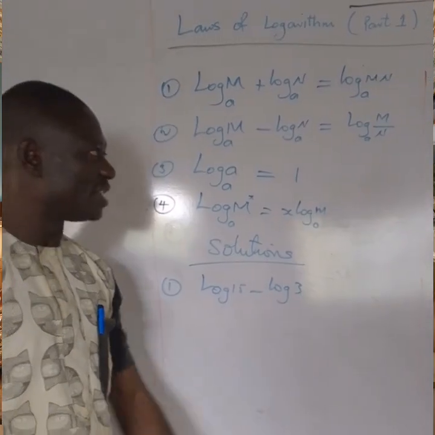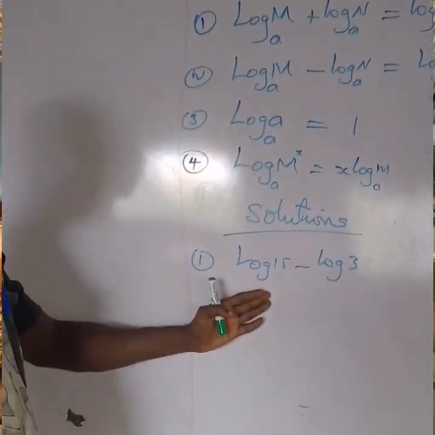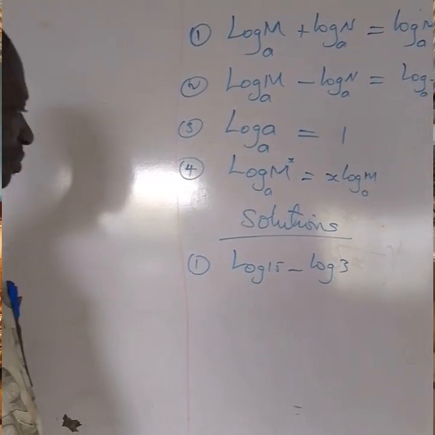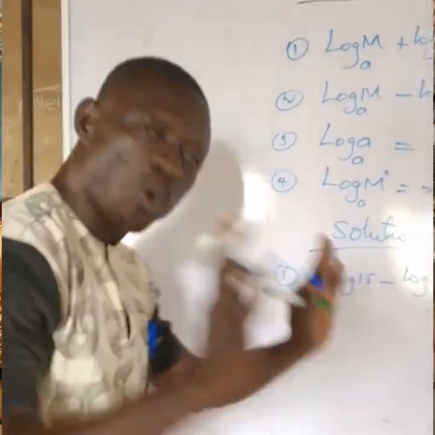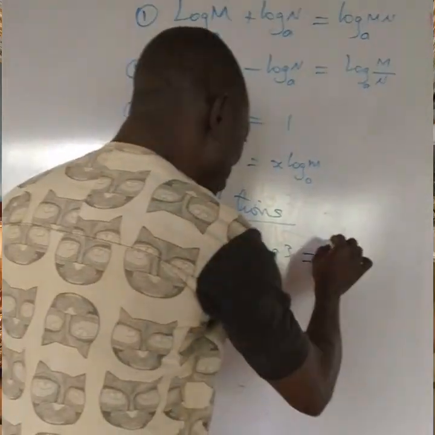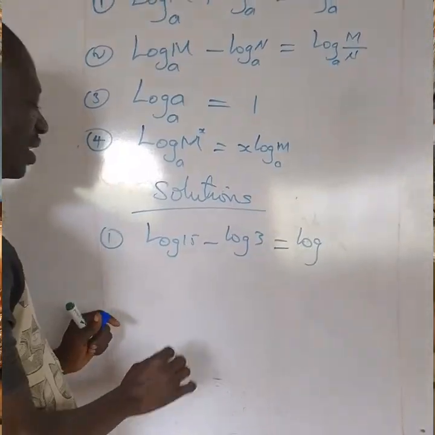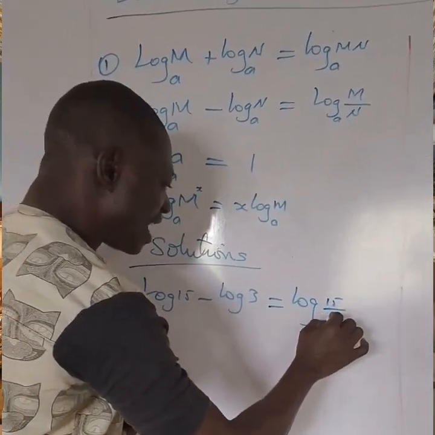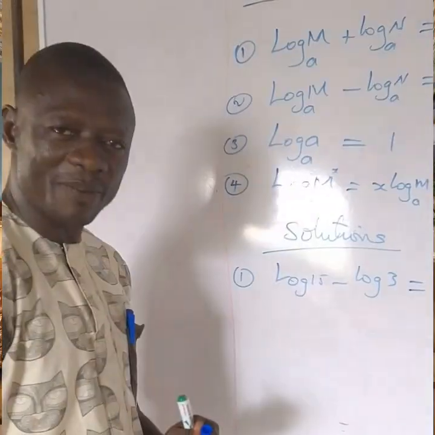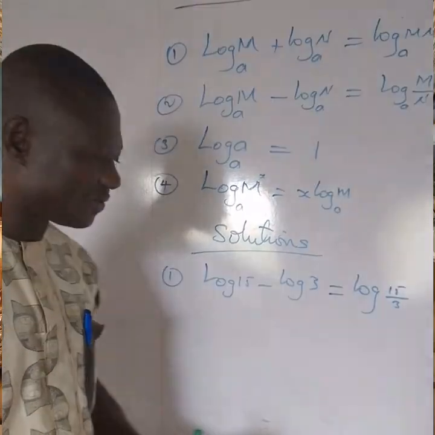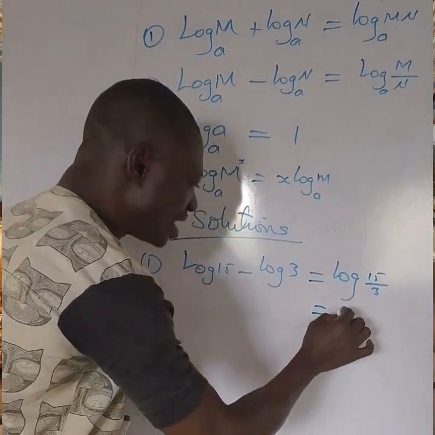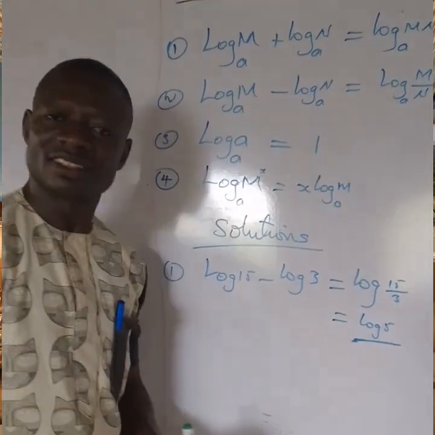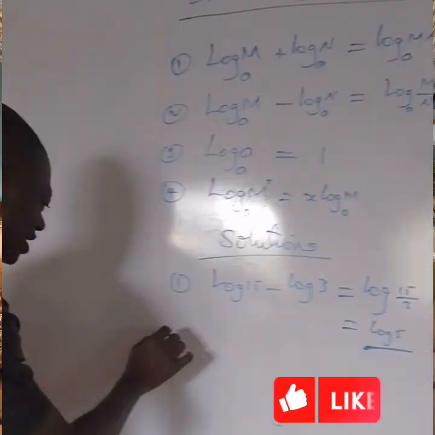Alright, so we can solve it. According to this law, the law we are going to use to solve this is law number 2, that has a negative sign between them. The law is just telling you, don't worry yourself. Just take it to be log, of course in base 10, of 15 divided by 3. What is 15 divided by 3? That is 5. And so the answer to this question is log 5 as the last answer. That's all. Then question number 2.